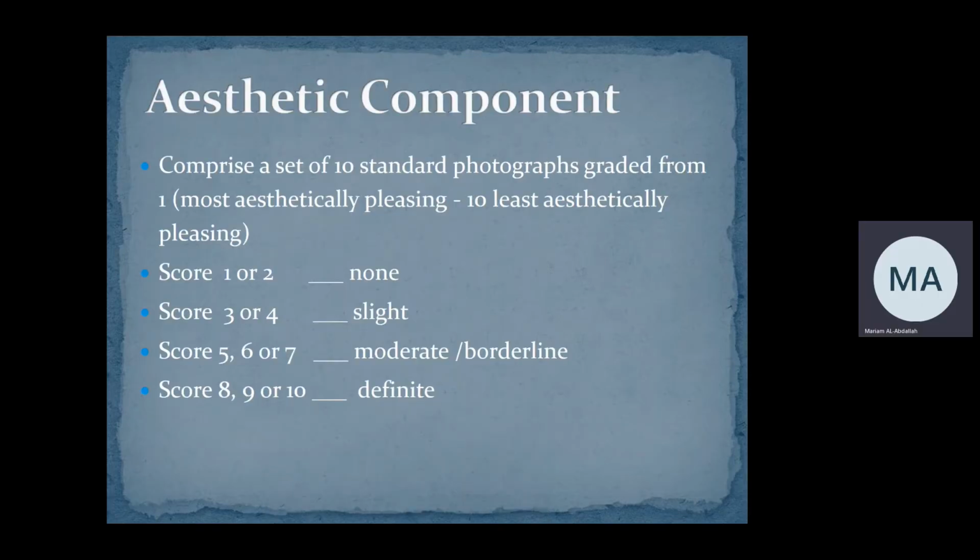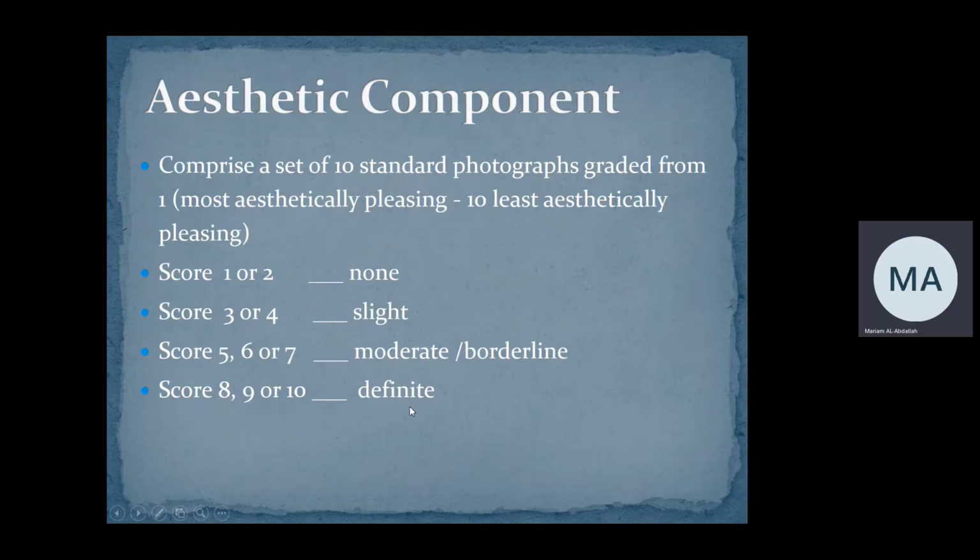The aesthetic component, on the other hand, consists of 10 different colored photos of the frontal occlusion. Okay, photos number 1 and 2 say that there is no need for treatment. 3 and 4, slight need. 5, 6, 7, moderate or borderline need.